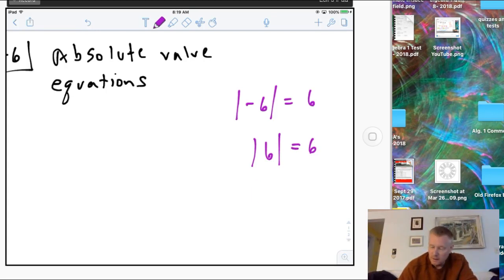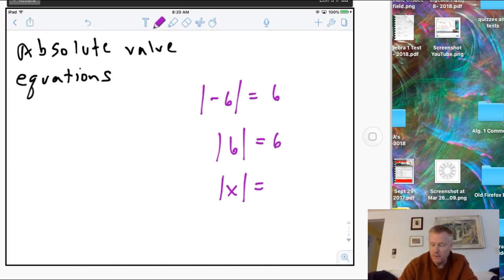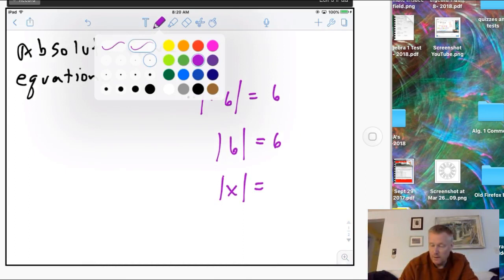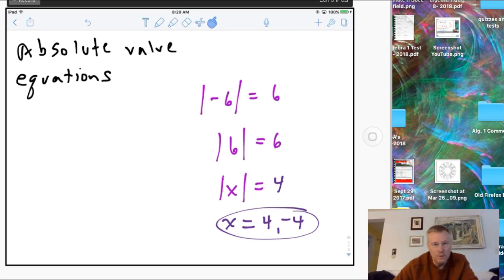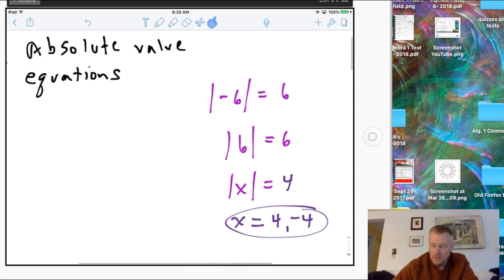All right. Now the idea is when I have an absolute value of a variable, there's actually two answers that I can plug in there, right? If I told you the absolute value of x was 4, that would mean x could be two things. It could be 4 or it could be -4. So it's got two answers for that. So that's the basics of absolute value.